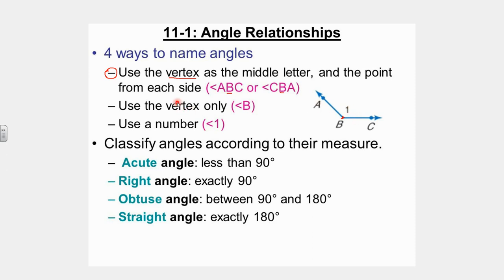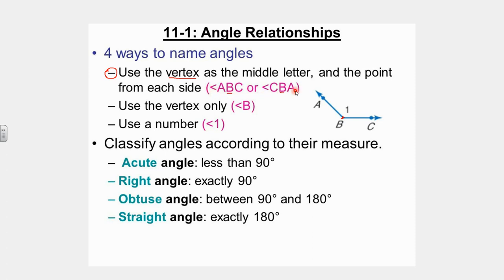Now, there are other ways to name this angle. You could also use the vertex only. So I could just say angle B, but probably not the best way to do it because you could have other angles that are a part of this vertex as well. So you don't want to just say angle B when there are other angles part of the same vertex, okay? You could also say angle 1. Again, these are all appropriate names, at least for this example, to label an angle.